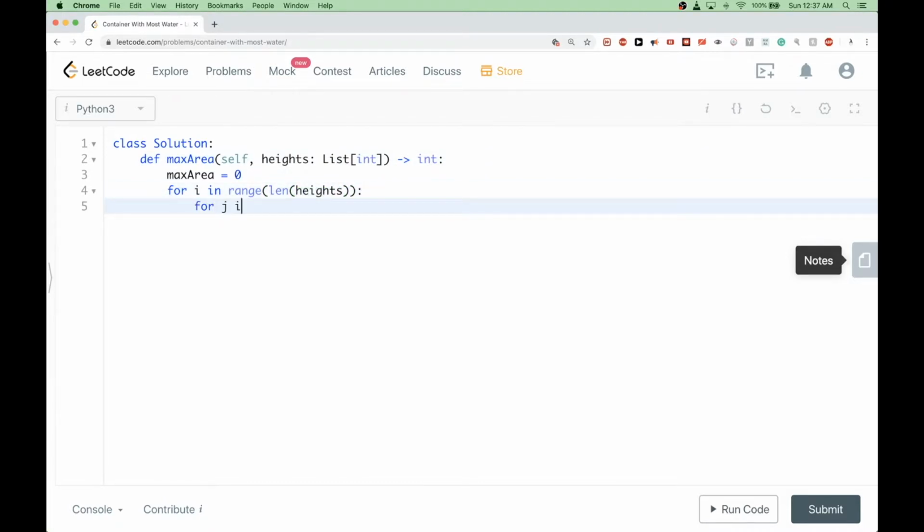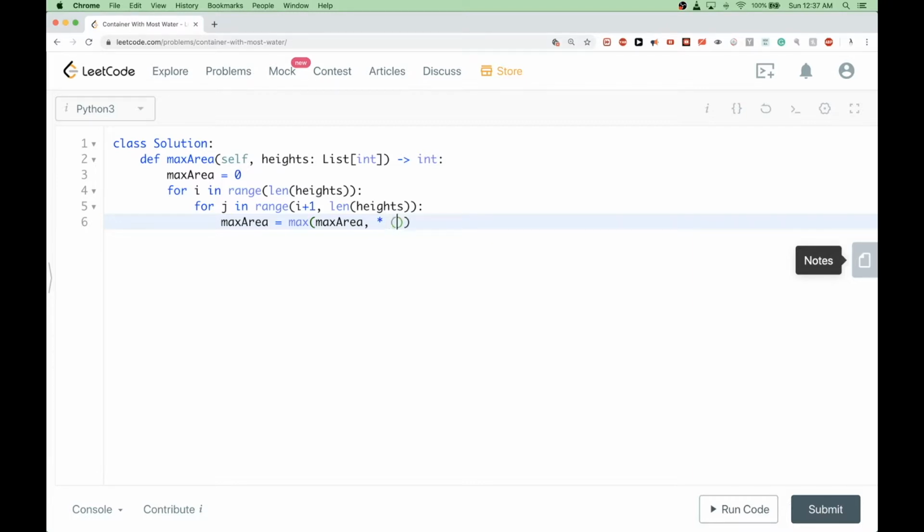And with every other interval, so i plus 1, to the length of heights, we're just going to pick the max, right? So max area is going to become the max of max area, and then what is the area that we just saw? To compute the area we need the min of the height multiplied by the width, which is j minus i. And the height is just the min of the value of the two, right?